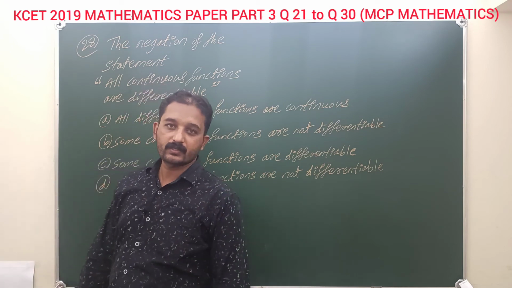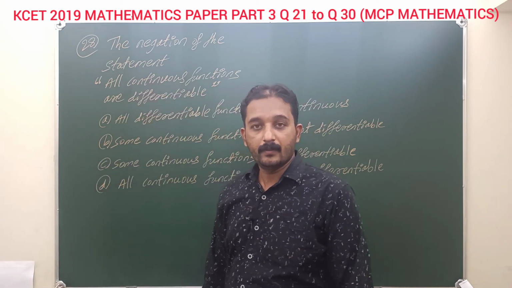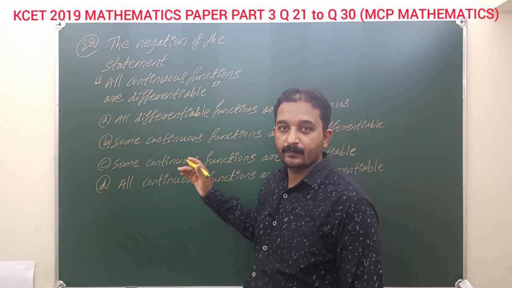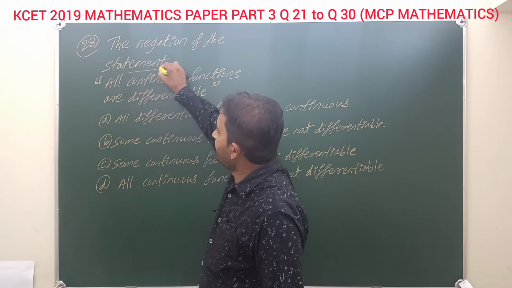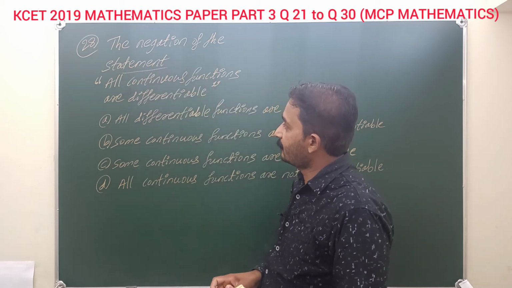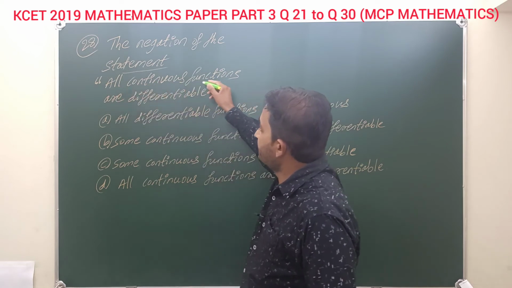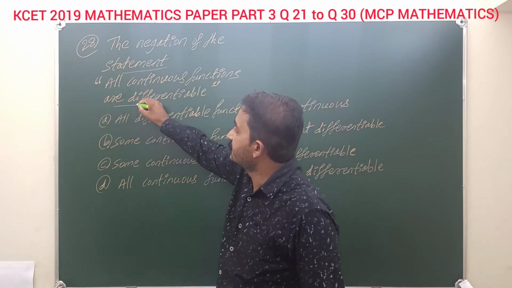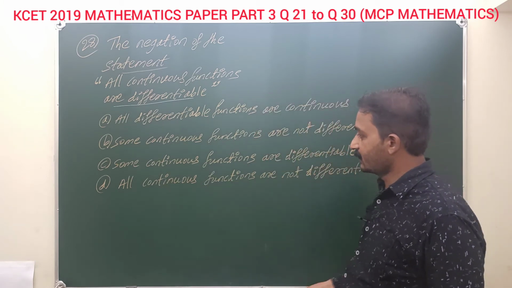Now let us move on to question number 28. This question is based on the chapter mathematical reasoning which belongs to the first year. So in this case we have to find out the negation of this statement. Every year they ask this type of question in KCET. All continuous functions are differentiable in this case. Negation means what? So all continuous functions are not differentiable.